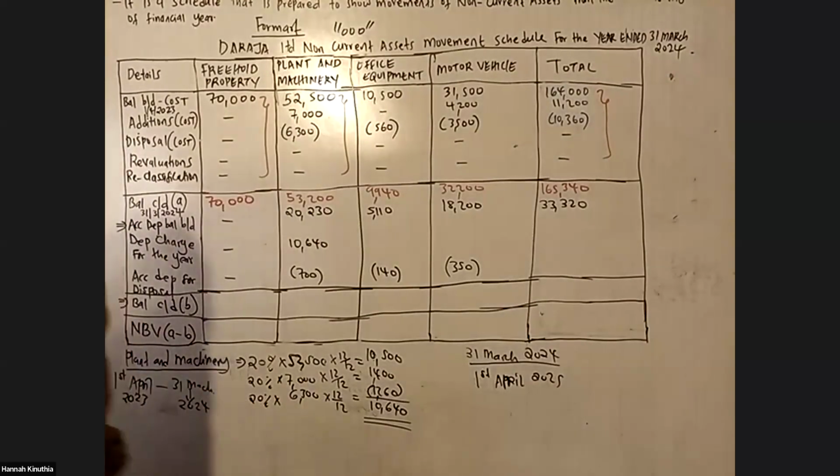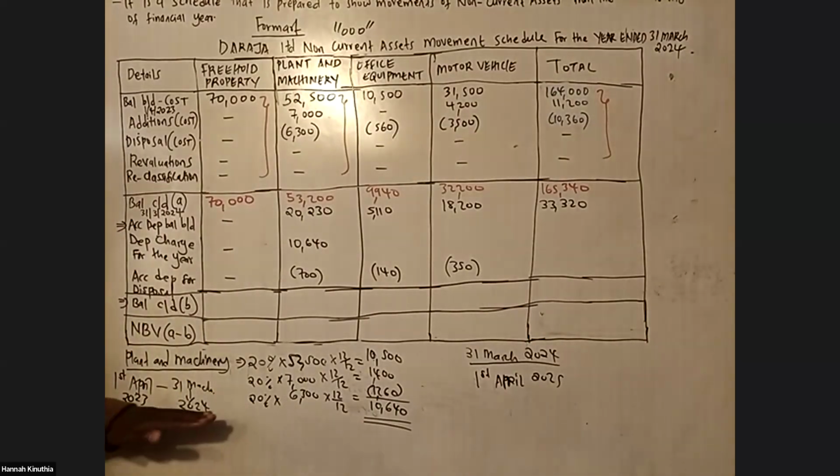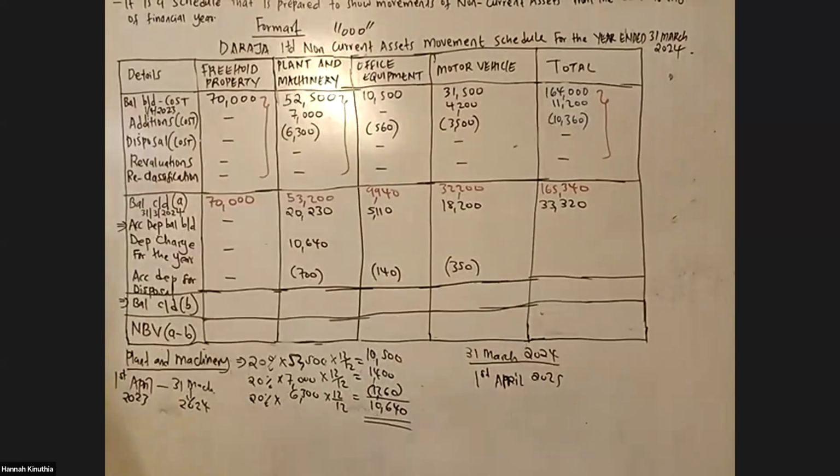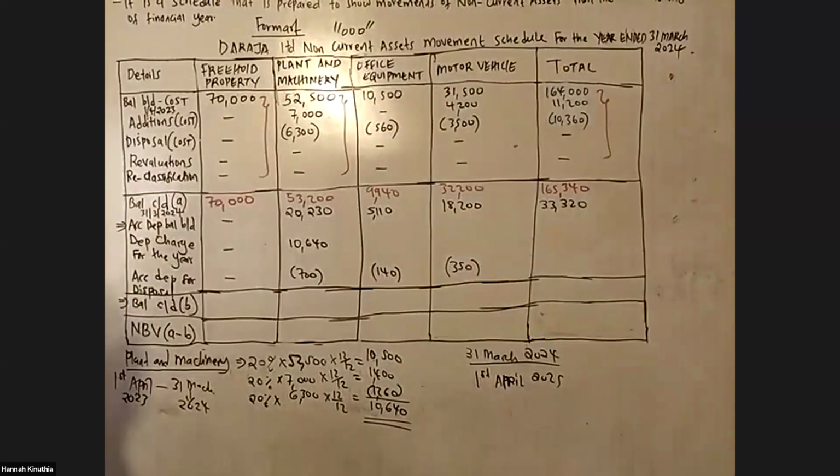Aya, tuende kwa ingine. Let's go to the next machinery, the motor vehicle. So nataka kuvuta hapa, so kama hujaandika screenshot. So kwa motor vehicle, we have the cost. The cost was there throughout the year, 10,500. Now, but we had a disposal. Now, this disposal was done at which time? That's the most important thing.